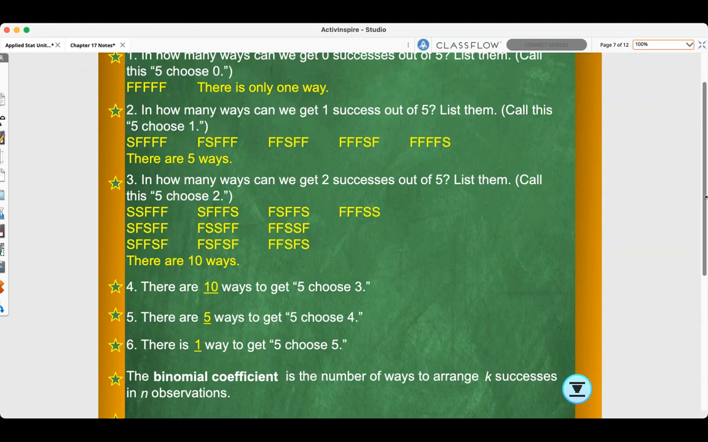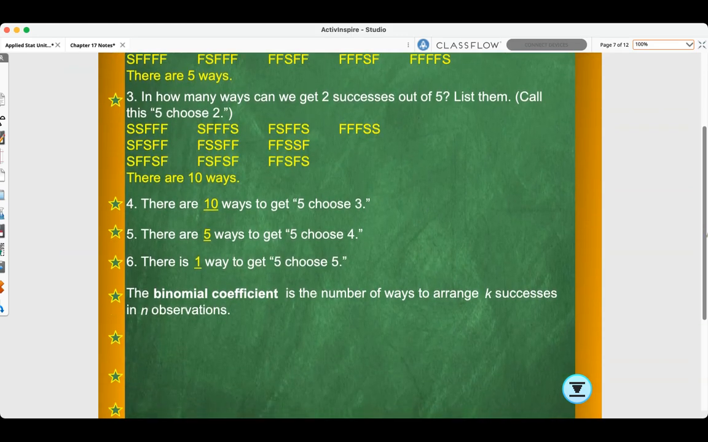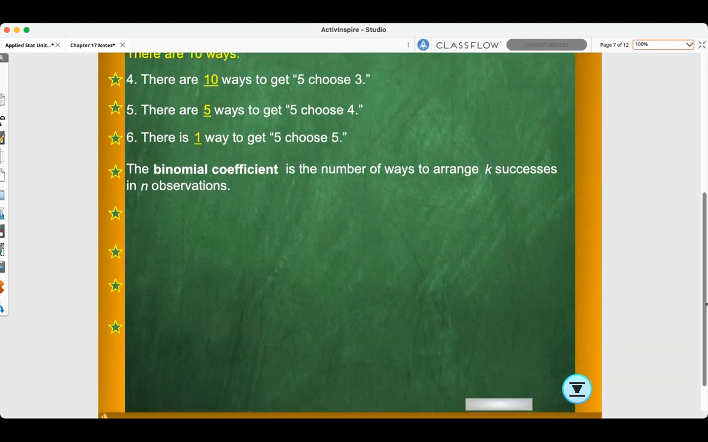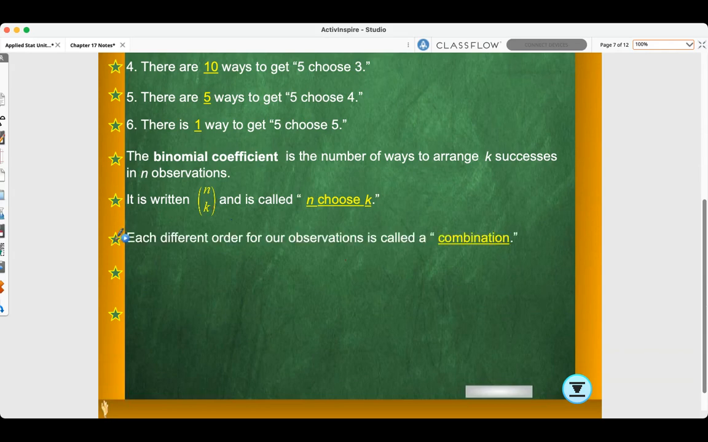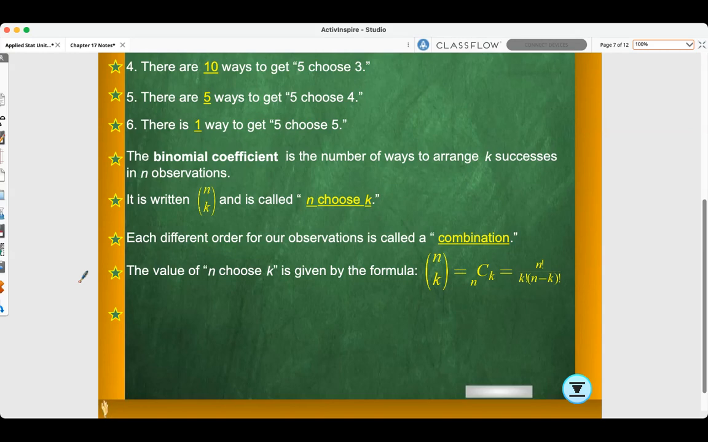And the binomial coefficient is the number of ways to arrange k successes in n observations. It is written as n choose k. So we call that n choose k when you have in parentheses n over k. There's no division bar there. Each different order for our observations is called a combination, and you should remember this from your past math classes. The value of n choose k is given by the formula for combinations. N choose k equals n factorial all over k factorial times n minus k factorial.